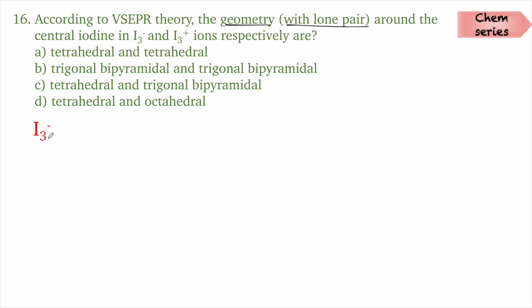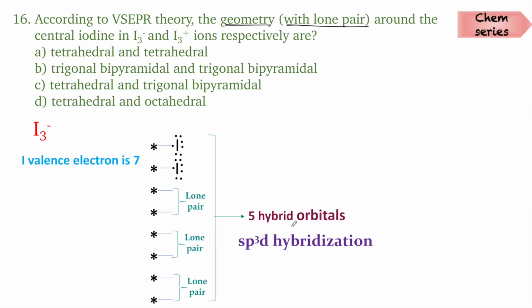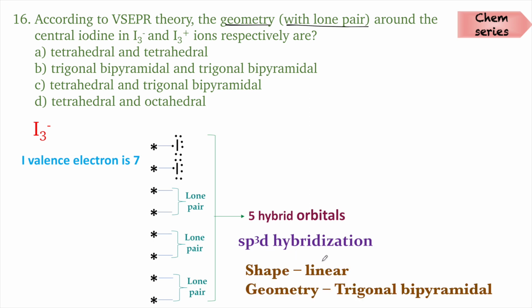So first we will take I3 minus. One of the iodines will be your central atom and its valence electron is 7. It is of negative charge, so 1 electron in excess, so I have written 8 valence electrons. Of that, 2 valence electrons are utilized by 2 iodine atoms for bond formation. So there will be 6 non-bonded electrons that form 3 lone pairs. So there are totally 5 hybrid orbitals, that is sp3d hybridization, and the geometry will be trigonal bipyramidal.